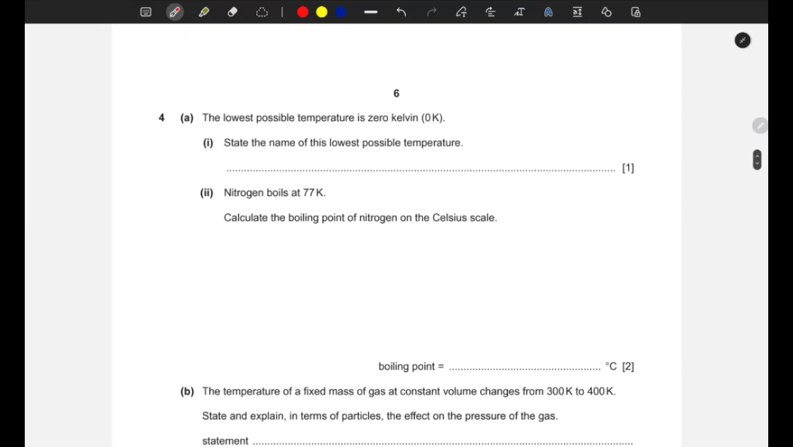Question 4. The lowest possible temperature is 0 Kelvin. State the name of the lowest possible temperature. This is called absolute zero.